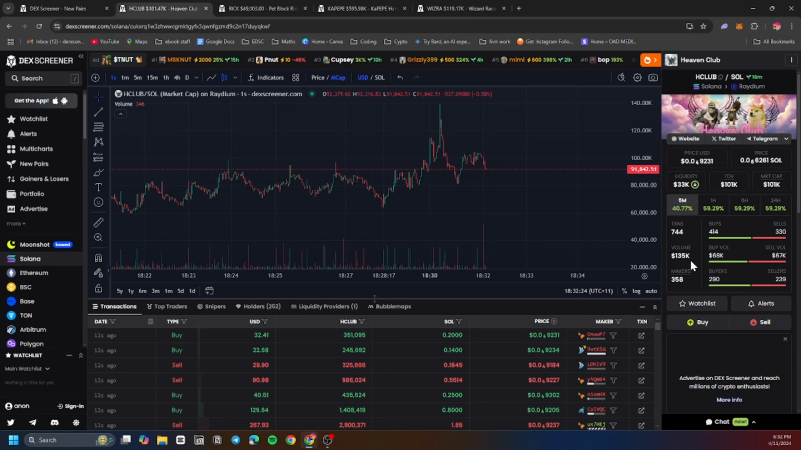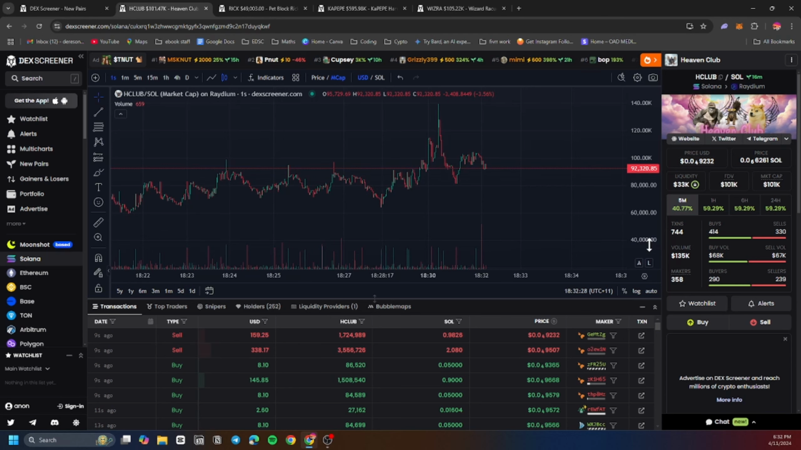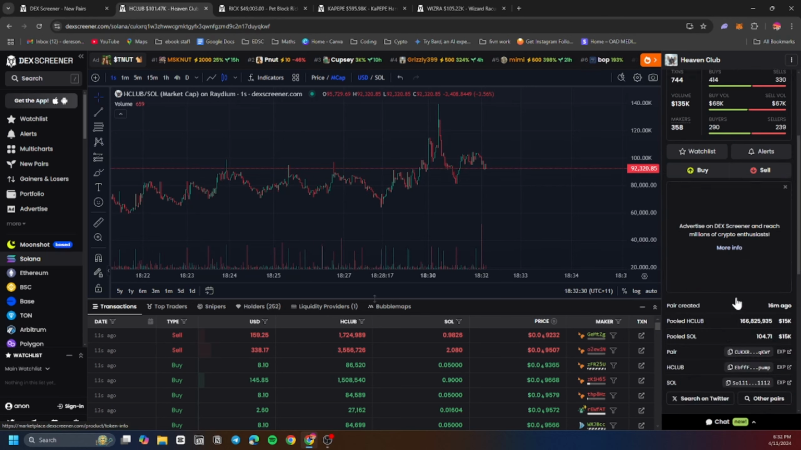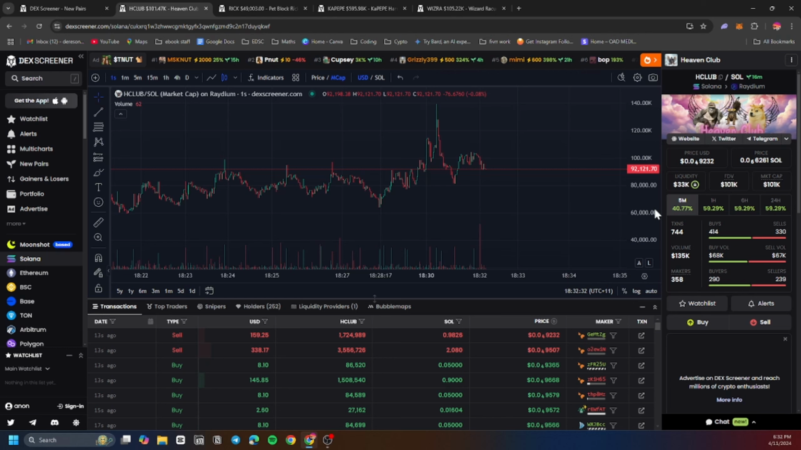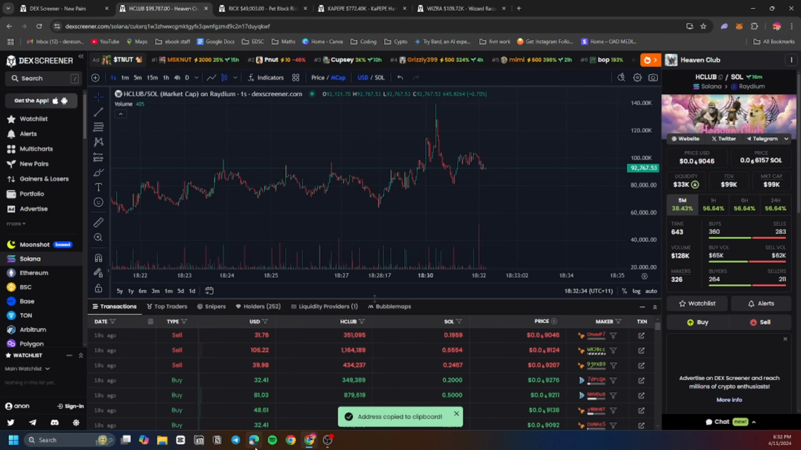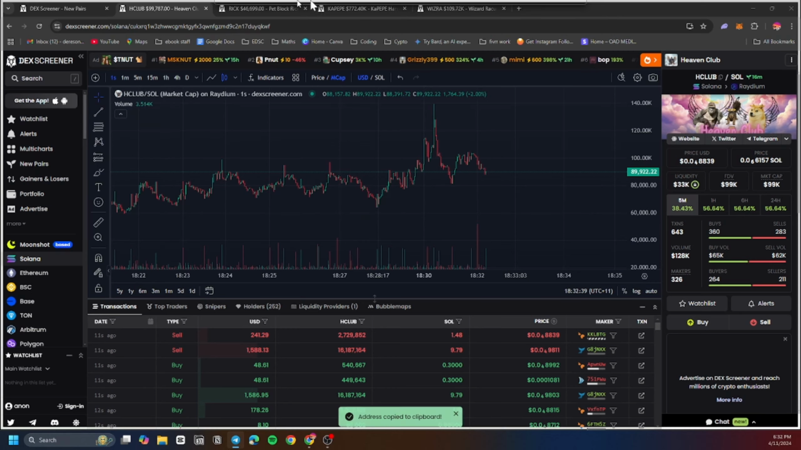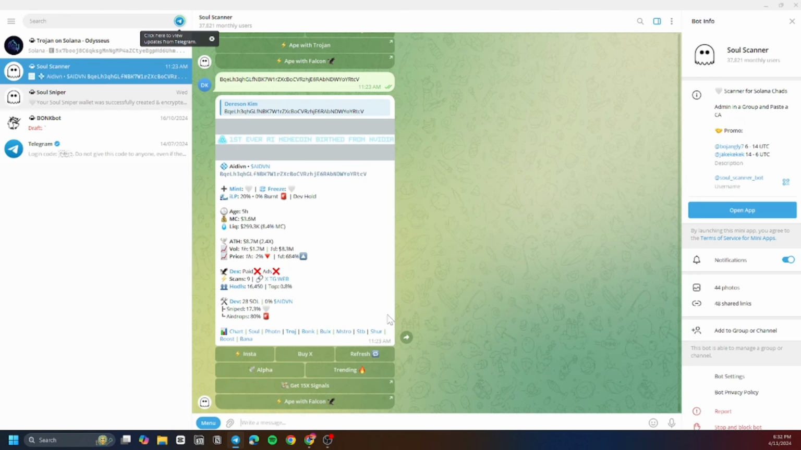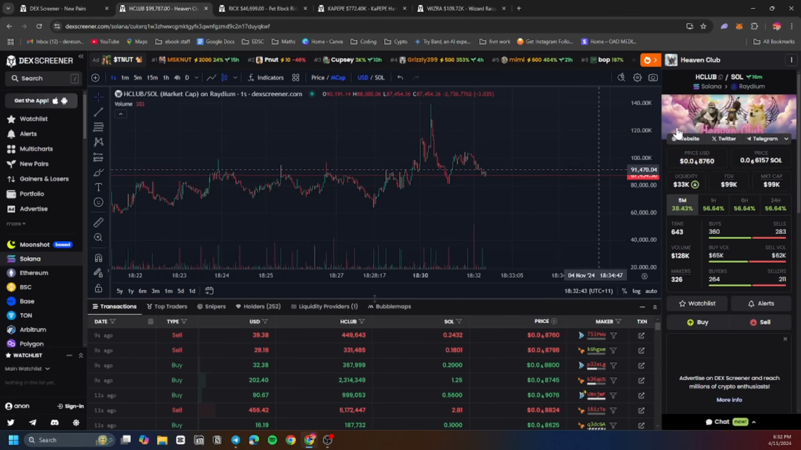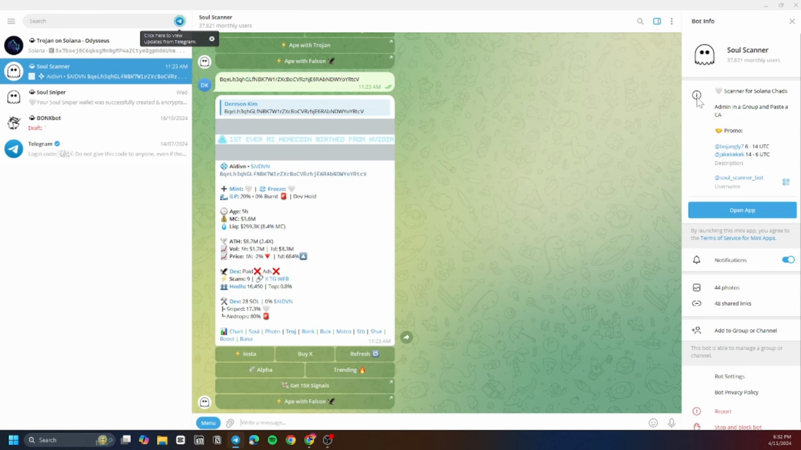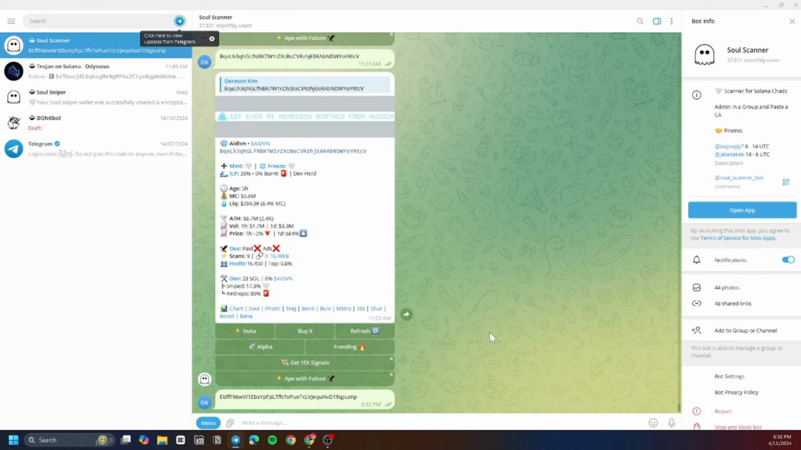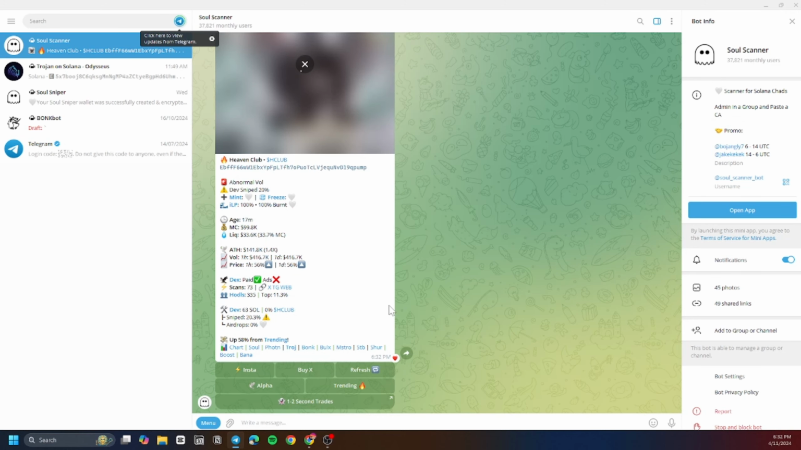But if you have high volume and a good amount of market cap, that means it is a good coin to get into. Now, secondly, the most important thing, you want to go on Telegram. I'll link this bot in the description, but it's a bot that I will always use, and it's called Soul Scanner. Now, what you want to do is go here, copy the address, and paste it in here, and this basically just tells you if the coin is good.